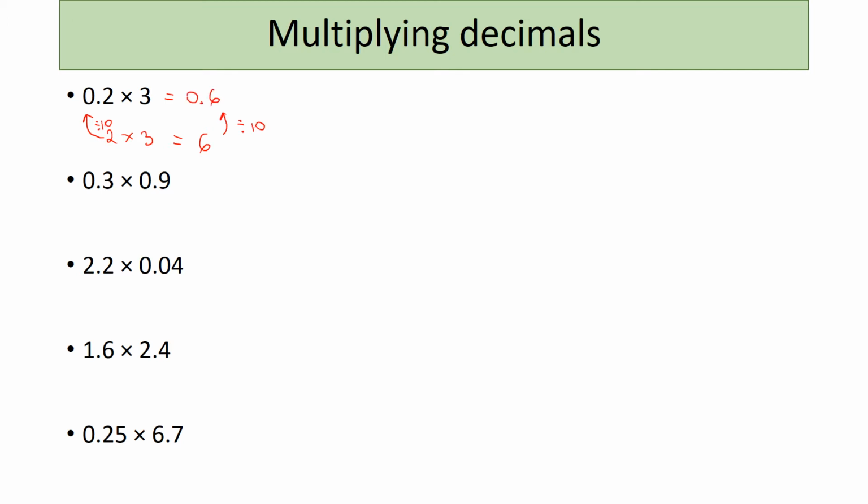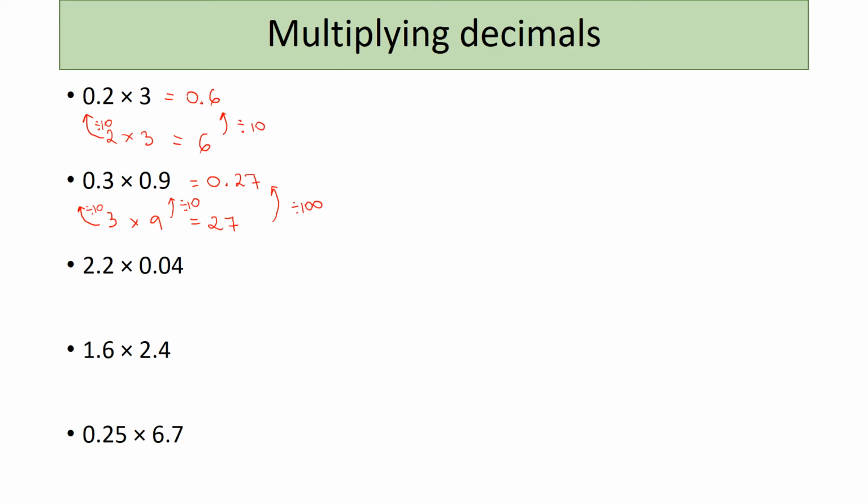When you think about the next question, first calculate 3 times 9, and that is 27. Now again, notice that instead of 3, we have 0.3, so that is 10 times smaller. And instead of 9, we have 0.9, so that is again 10 times smaller. Which means that our answer needs to be 100 times smaller, because that's 10 times 10. Or we divide by 10, and then we divide by 10 again. So 27 divided by 100 is 0.27.